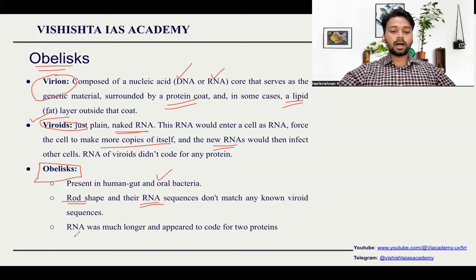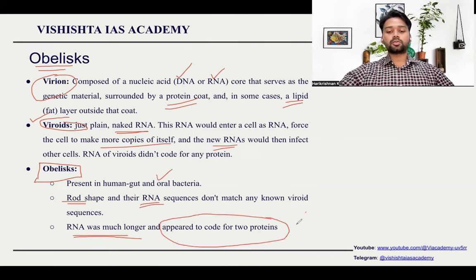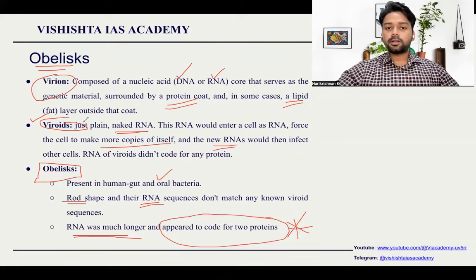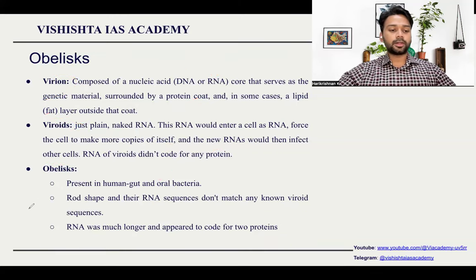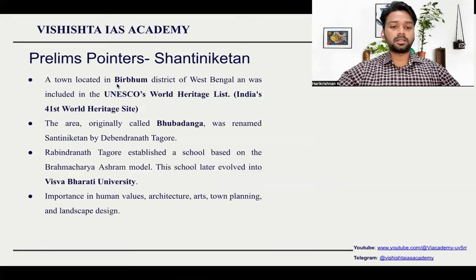What is the difference? The RNA was longer than the RNA of viroids, and they appear to code for two proteins. So this point is more important. In the case of a viroid, it doesn't have any code, just the RNA exists. But in the case of obelisks, they have a code inside it also. So this is the basic difference. There is no complete study about it. It is still under research, so we will get more information about it later. But for now, at least you need to know what obelisk means.